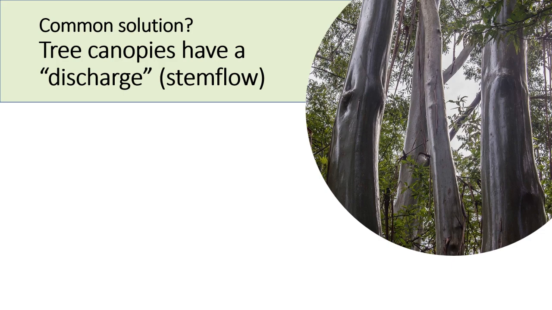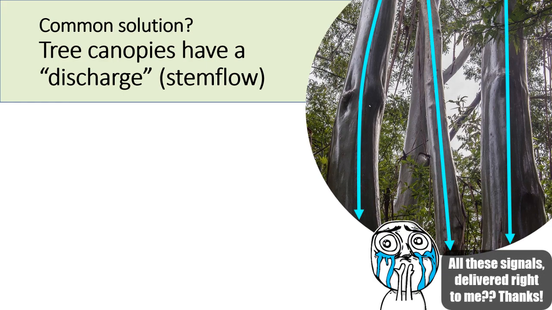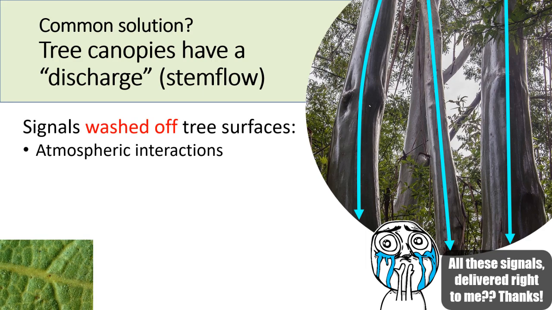The precipitation and condensation that drain down tree canopies all the way to the base of their stems is called stemflow. And this is arguably as easily sampled by us surface dwellers as stream discharge. If stemflow carries signals, where would they come from? One way would be by washing signals off of canopy surfaces.